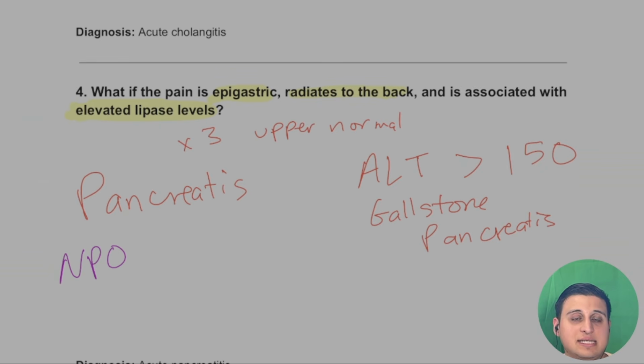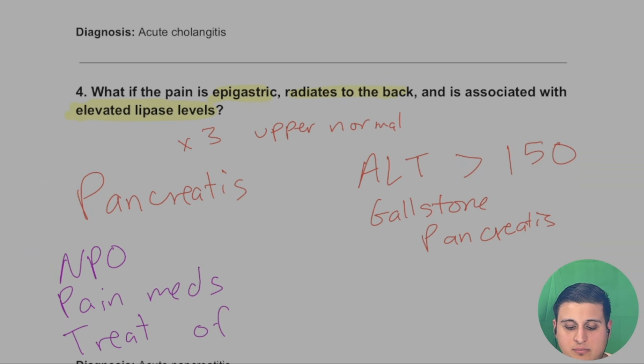But nowadays, the sentiment is leave them NPO for a tiny bit of time. And then once they're comfortable, give them food again. We're going to give them pain medications, right? And then treat the offending agent of whatever type it might be.